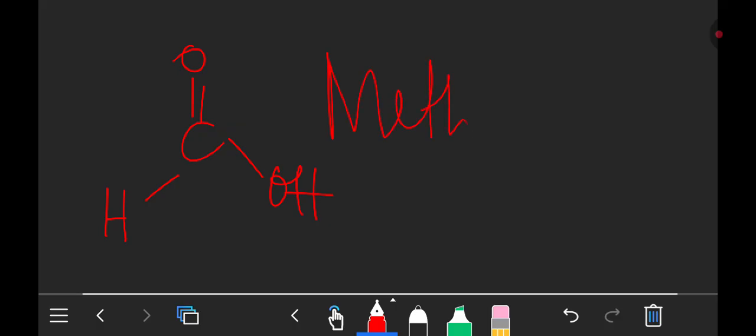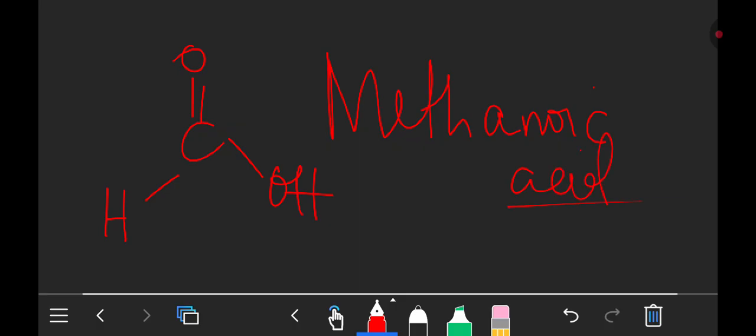Okay, let's have another example. Let's say I have this. So I have this structure. What could be the name of this acid? You see, there's only one carbon, so it will be methyl. This is an acid, so methanoic. It will be methanoic acid.